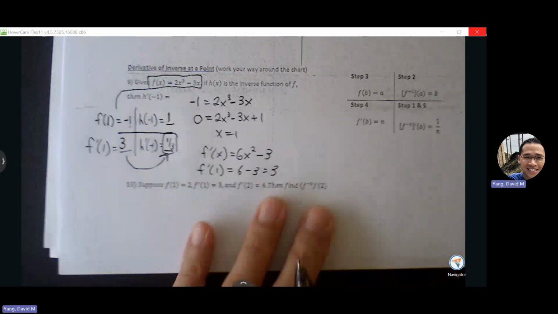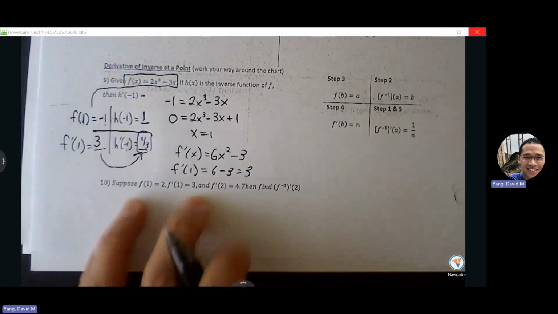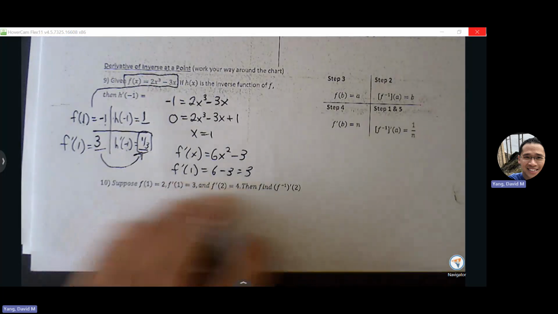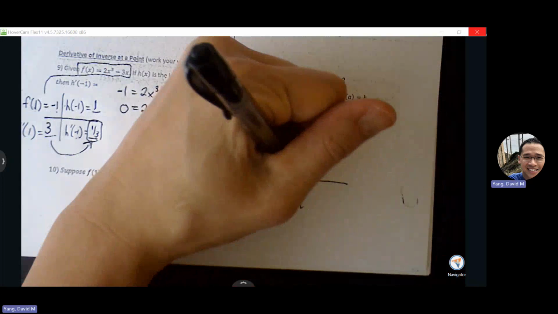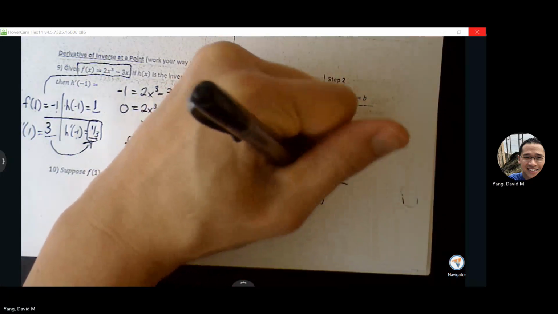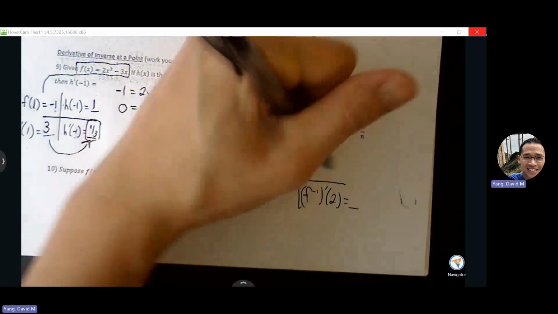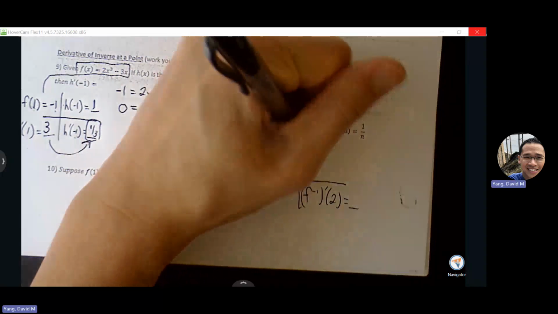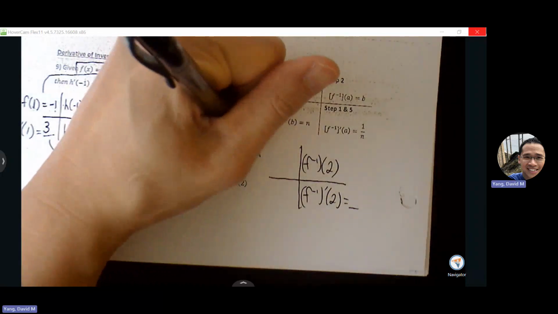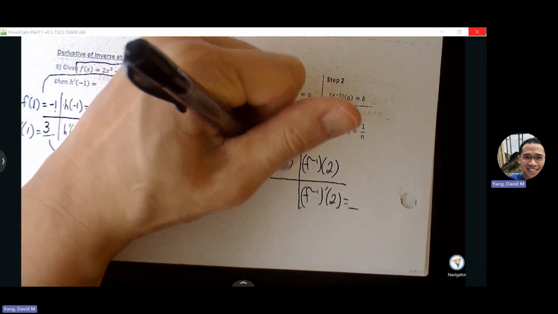Okay, number 10, same process. It's just a little bit easier because all the information is already given to you. We just have to fill out our chart here. So I'm trying to find the derivative of f inverse at 2. I know that 2 is the x value of my inverse function, which must mean that 2 is the y value of my function.